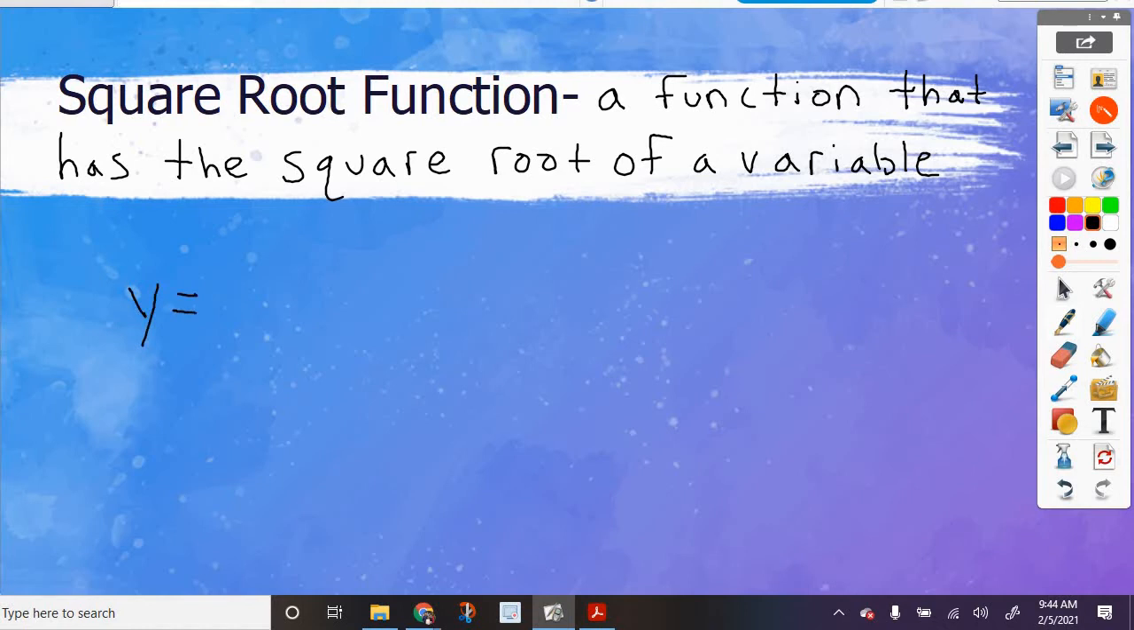So it doesn't necessarily just have a square root, because if I have, say, y equals x times the square root of 2, this is not a square root function because my square root is not over the variable. However, if I had something like the square root of 2x, this would be a square root function because my x is included in my square root.